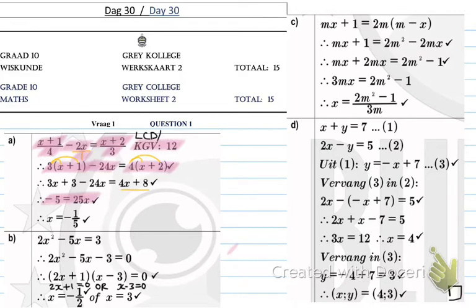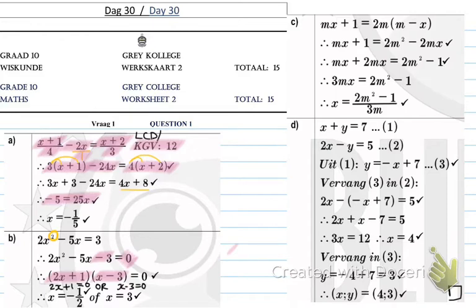Okay, number B. First thing that I identify by number B is that this is a quadratic equation. The rule for quadratic equations is to get everything on the left-hand side so that I have 0 on the right-hand side. Okay, so I get everything on the left-hand side. By taking the 3 over, it becomes negative 3. Now I need to factorize that. When I factorize it, I get 2x plus 1 and x minus 3 in brackets.